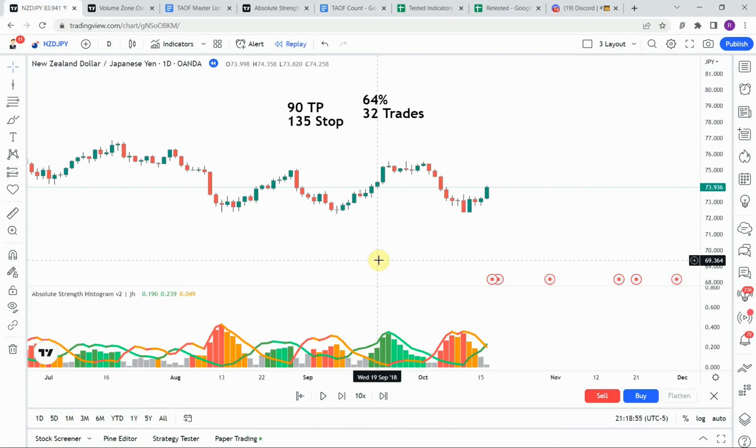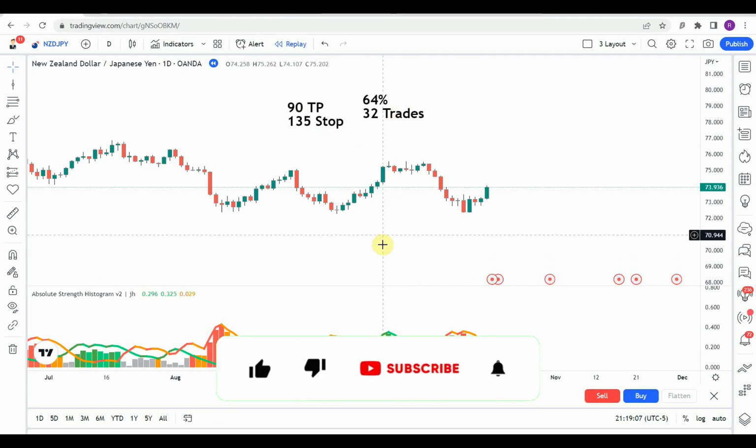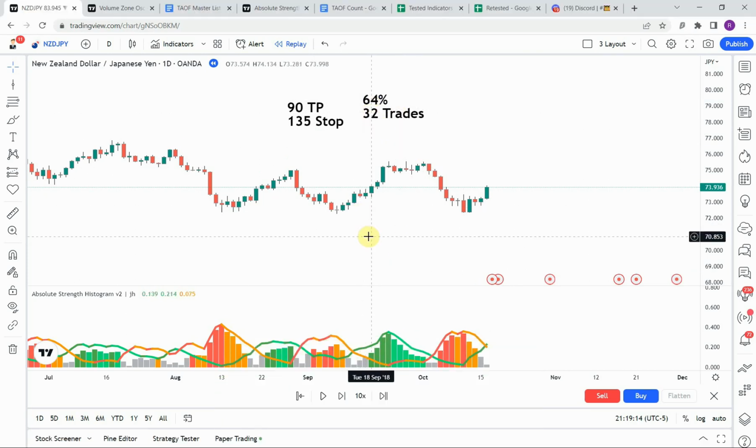Alright, so today we are looking at an advanced testing of the absolute strength histogram V2 indicator, and you can see it here on the bottom of the screen. In the original testing, it did 32 trades within the 1 year's time and was able to achieve a 64% win rate. Since it was able to do over 10 trades within the 1 year's time, we did keep this on the daily time frame, and so the take profit and the stop are the standard default take profit and stop that we use for the daily.